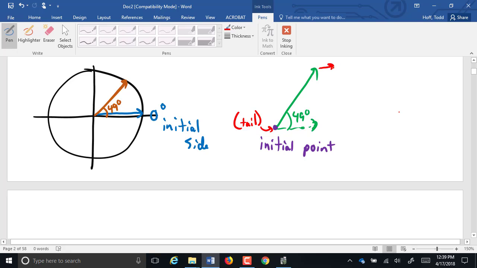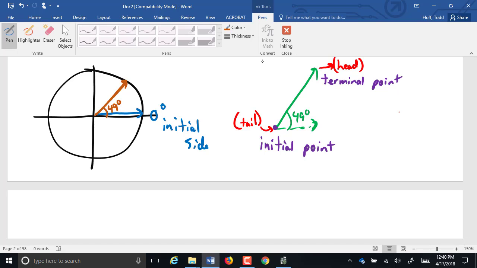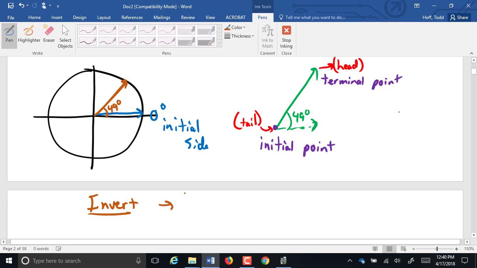The head of the vector is what is referred to as the terminal point. So that's where the vector is. Now, there are a lot of things we can look at with these vectors. One of them is an inverse. To create an inverse of a vector, or to invert a vector, all it's asking us to do is to exchange the head and the tail. In other words, take the vector and point it in a different direction.